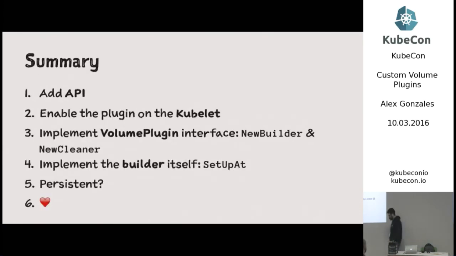So summarizing this, creating a volume plugin is extremely easy. You need to add the API, which is the way your users are going to interact with the plugin itself on the YAML file. You need to add it to the kubelet command. Just enable it. This is just a list of arrays. I mean, points 1 and 2 are not rocket science at all. And you need to implement volume interfaces like NewBuilder. The important bits on the volume plugin interface are NewBuilder and NewCleaner.